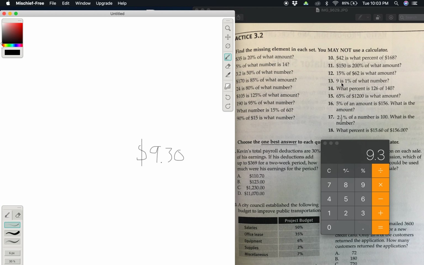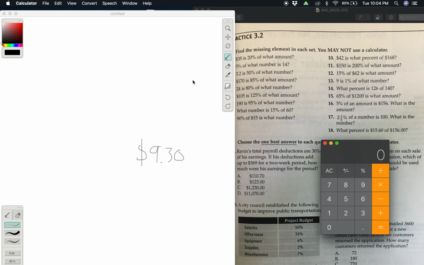Okay, 9 is 1% of what number? So 9 is the part, and remember we need to move this over 2 places, so we would add a 0. So it would be 9 divided by 0.01. Okay, let me do that again. 9 divided by 0.01 equals 900. So 9 is 1% of 900.